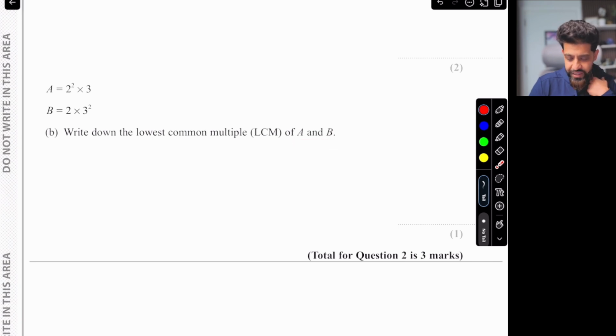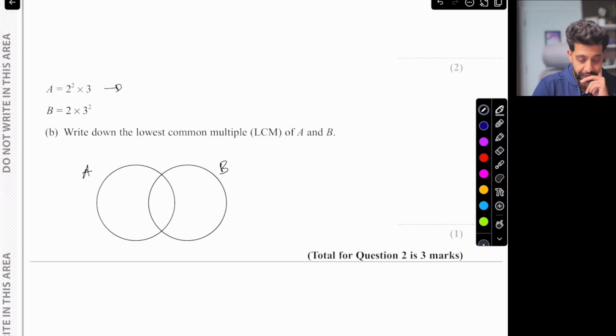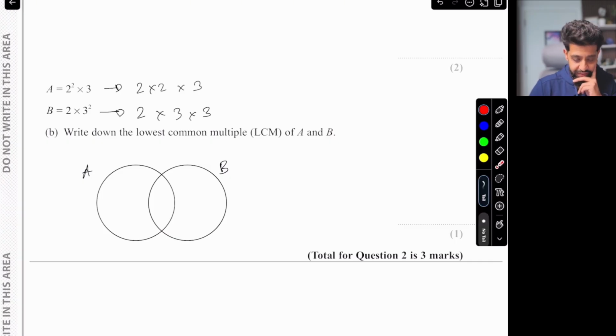There are a few ways of doing this, but I tend to draw a Venn diagram. So I have two circles, circle A and circle B. Let's label that A and B. Now, let's break down circle A. We've got 2 squared, so that's 2 times 2 and then 3. And for this one, it's 2 times 3 times 3. Now, what do they both have? They both have a 2 at least.